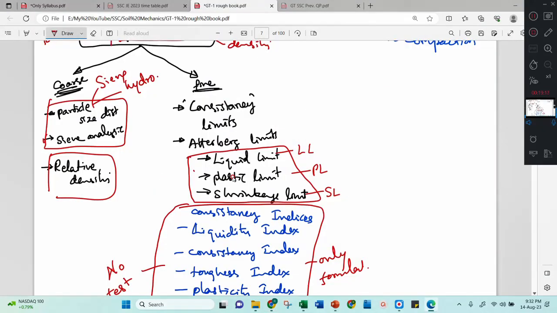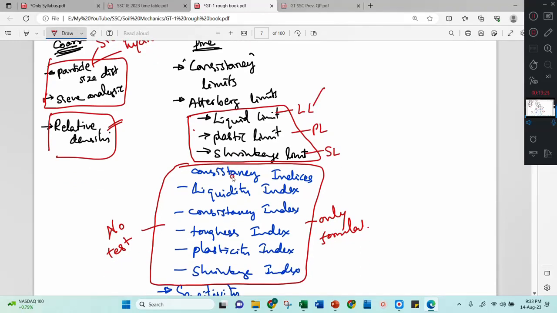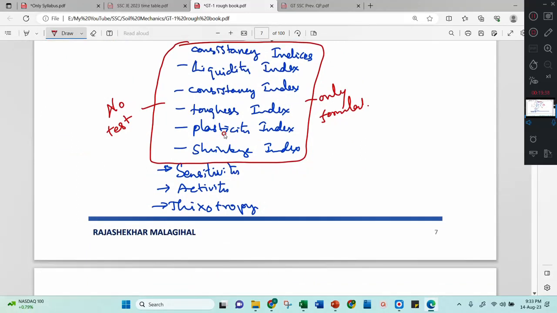Okay, now this is just a relative density one test. Then consistency limits or Atterberg limits, I already explained. Liquid limit we have two tests: one is the Casagrande method, then the second one is the cone penetration method. Plastic limit one test, shrinkage limit one test. Then after that these are all formulas.